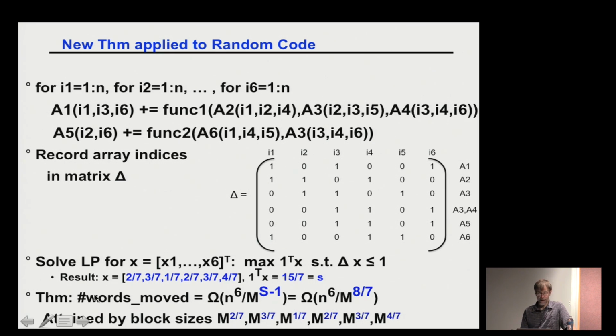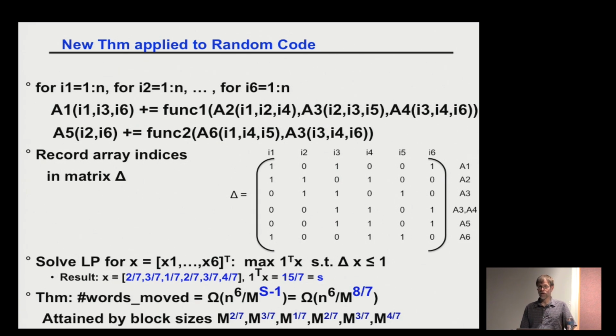So what the theorem says is that no matter how you reorganize this weird program, the number of words moved is going to be bounded below by the number of loop iterations, which happens to be n to the 6th, divided by m to the output of the linear program minus 1, which happens to be 8/7. And are there block sizes that attain it? Yes. You just use these as superscripts on m. So I1 is blocked by m to the 2/7, I2 is blocked by m to the 3/7, and so forth. And that gives you the lower bound.